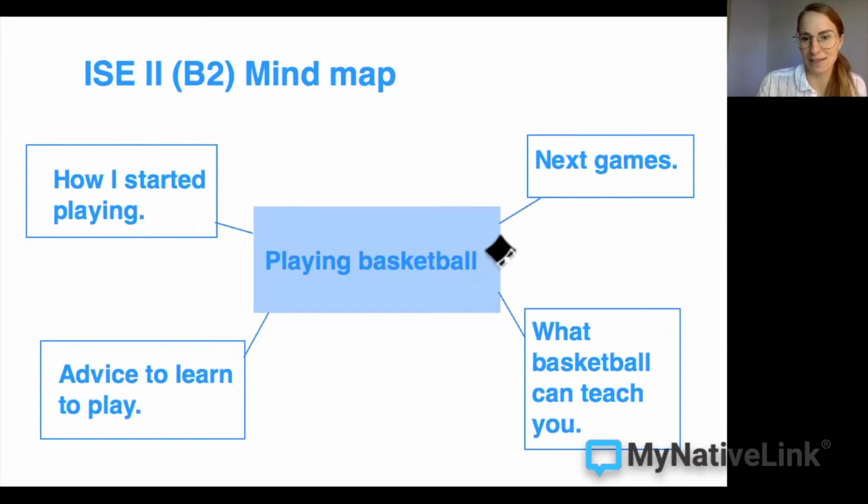And on the other hand, for example, the examiner could ask you about this point, advice to learn how to play. So here you could use the language function of explaining how to play a game and giving advice. Another thing you could talk about is the next games you have, or the plans for the future with basketball. And also you could talk about what basketball can teach you, and here you could talk about the advantages of playing basketball. The examiner might also ask you some of the disadvantages of playing basketball. So there you could also talk about things like that it's time consuming, or you could get injured, or things like that. So always be prepared to talk about the advantages and the disadvantages.